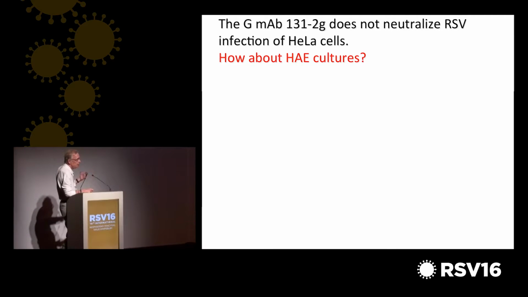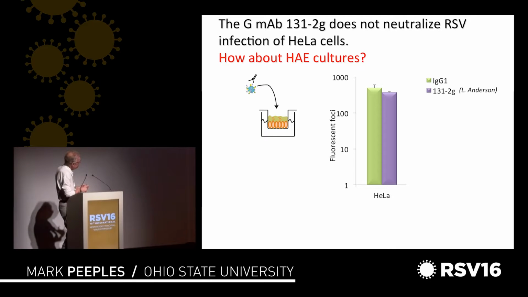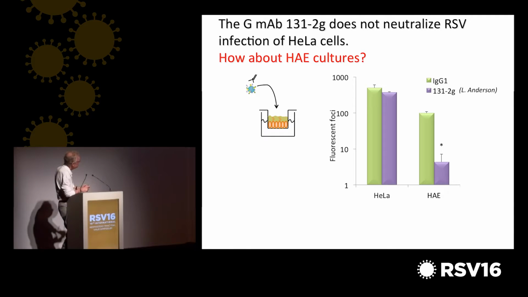It has been described as a non-neutralizing antibody. It doesn't neutralize in any of the cell cultures that we traditionally use, but what about in these HAE cells? So when we do the same experiment, putting 131.2G in, again, it does not neutralize in HeLa, but it does neutralize in these human airway epithelial cells. So this antibody is blocking infection. We think G does primarily attachment, so it's likely that this is blocking the attachment.